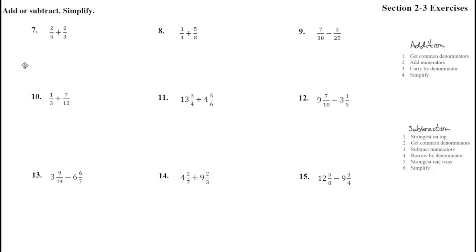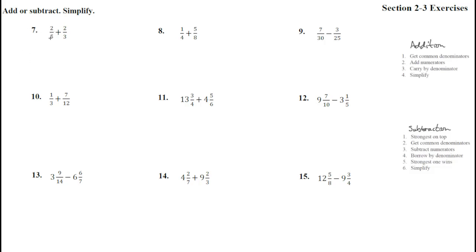Here we are in section 2-3 with the answers to number 7 through 15. Here are some reminders of what we need to do when adding fractions and subtracting fractions. So let's go to it. Getting common denominators, number 7.